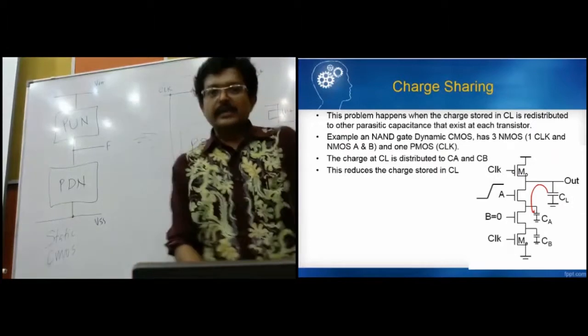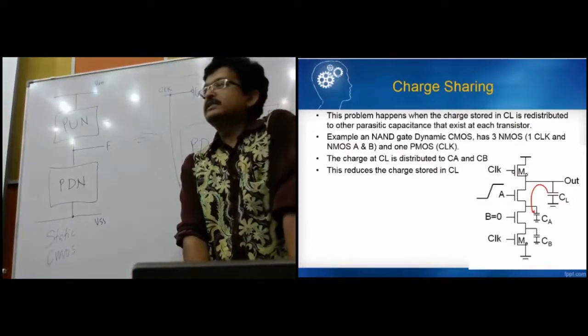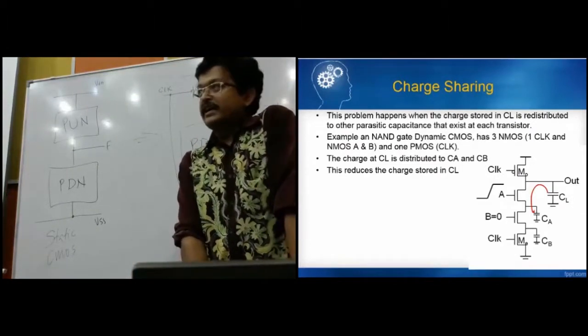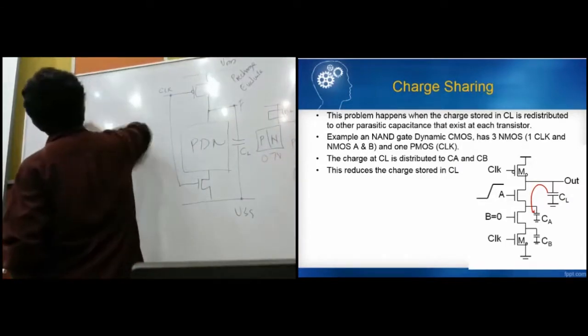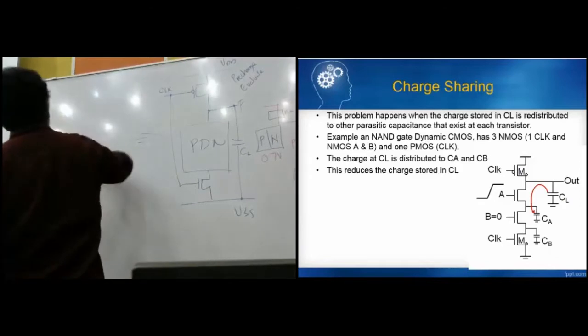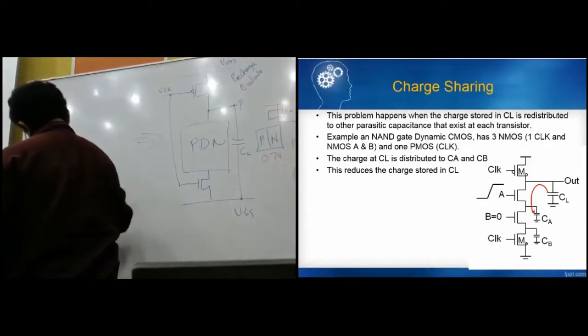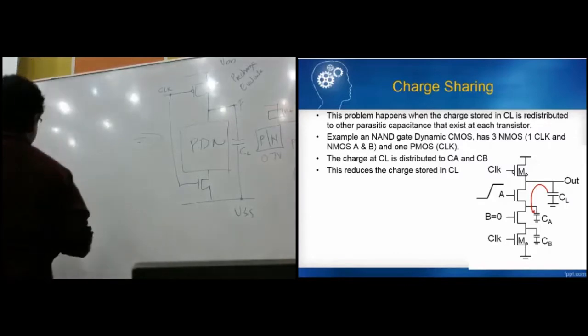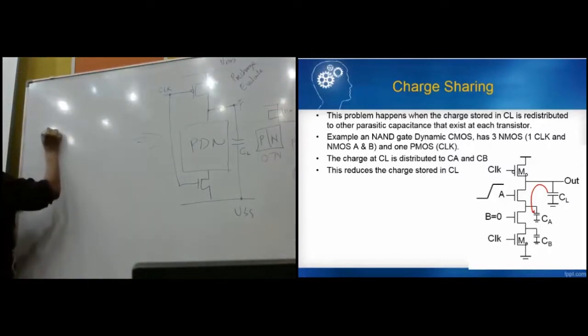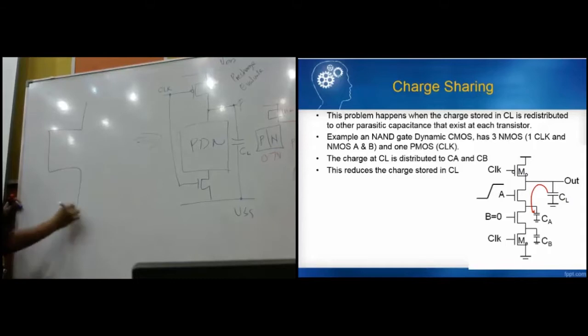Okay, the second problem that we face is known as charge sharing. Okay, charge sharing adalah, if we look at one transistor, ini topik yang kita telah buat, I think in topic number 2.